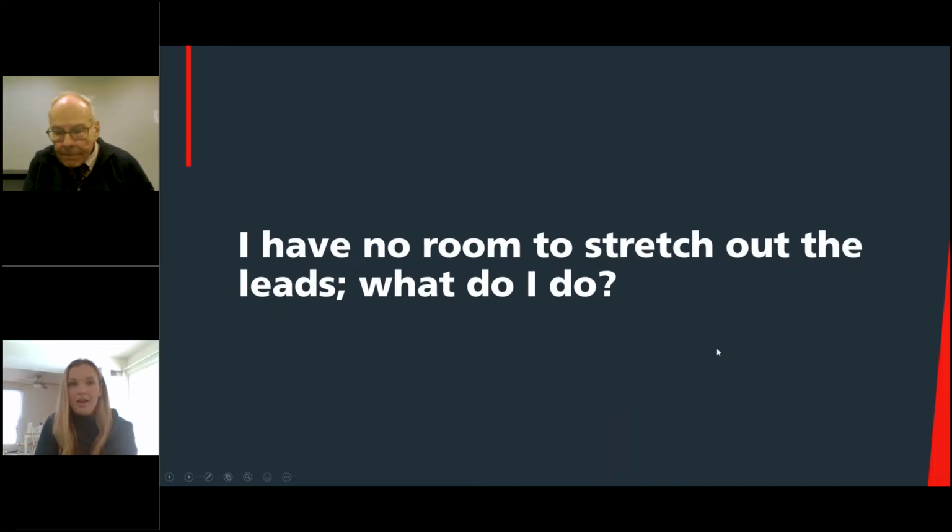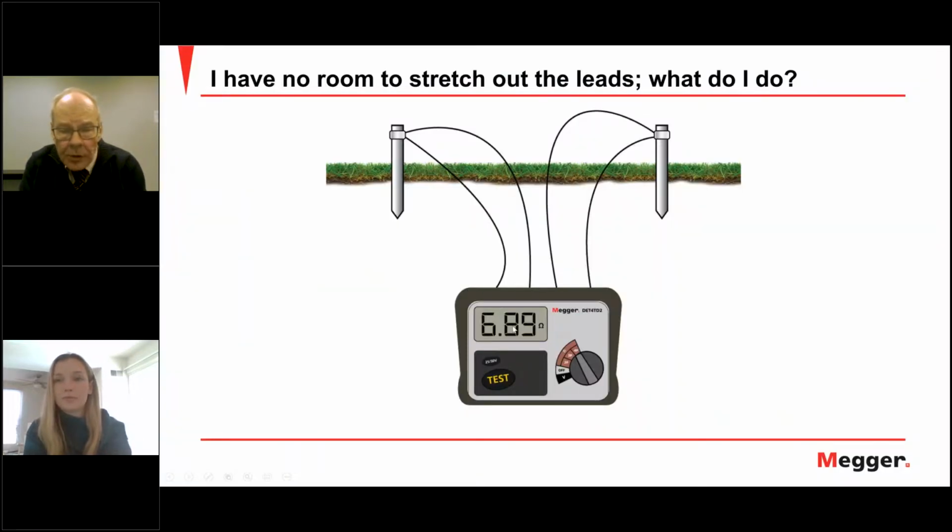Okay. I have no room to stretch out my leads. What do I do? All right, in that case, that's where you come into what we've already mentioned, the dead earth method. Again, I reiterate, you're dealing with a third party. This is described in IEEE 81. So you can do it. It's a drop dead method. You would use this only where you can't do anything else.